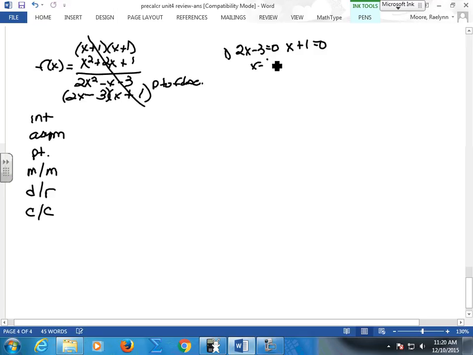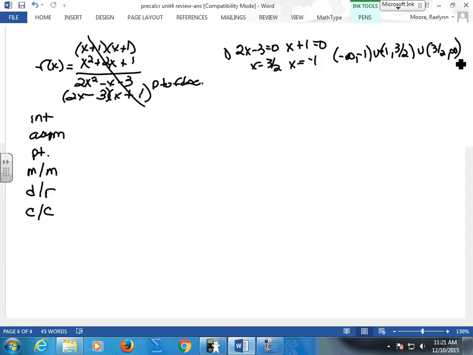So x is equal to 3 halves, and x is equal to negative 1. So my domain says, from negative infinity, jump over negative 1, go from negative 1 to 3 halves, jump over 3 halves, and from 3 halves to infinity. Good? Okay? Now, when you factor this out, make sure you write what you factored out. You are left with this. This guy became your point of discontinuity.